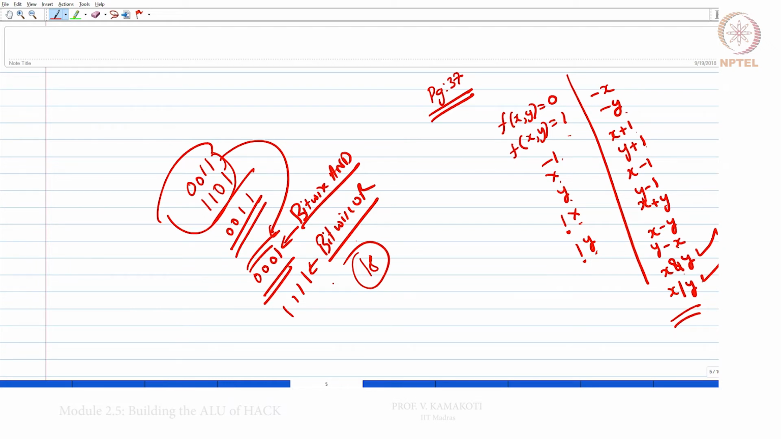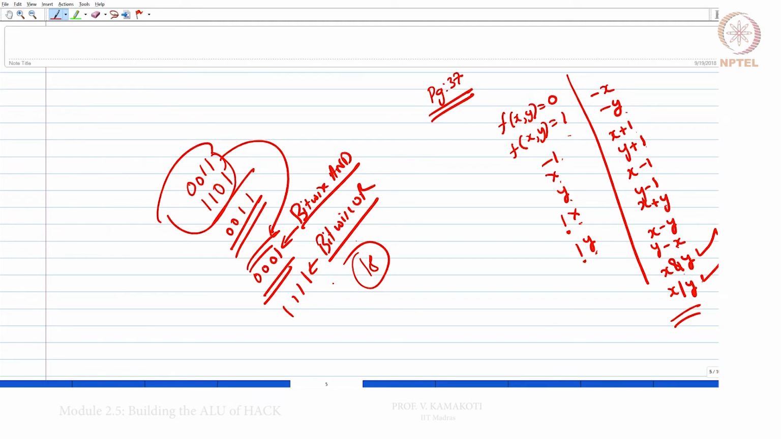So, you need to form a table of what the combination of zx, nx, zy, ny, f and no, those 6 control inputs, would be, so that the function that we are realizing would be these. For each one there is a combination, and you need to arrive at that combination so that you get this answer. We have already seen 3 such combinations. So, you have another 15 more to work out, and that is how this whole thing works.